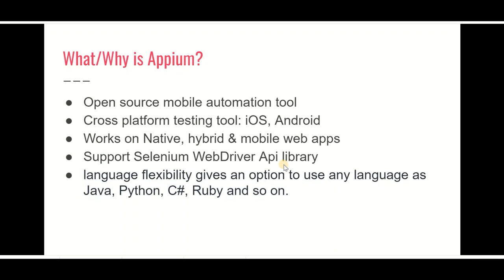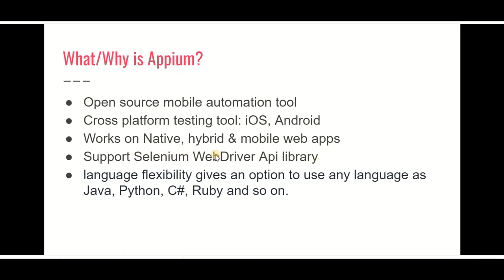So we all know Appium is an open source mobile automation tool. It works across platforms like iOS, Android, and so on. It works on native, hybrid, and mobile web apps. It supports the Selenium WebDriver API library. So if you are familiar with Selenium automation, you already know about 50% of Appium.